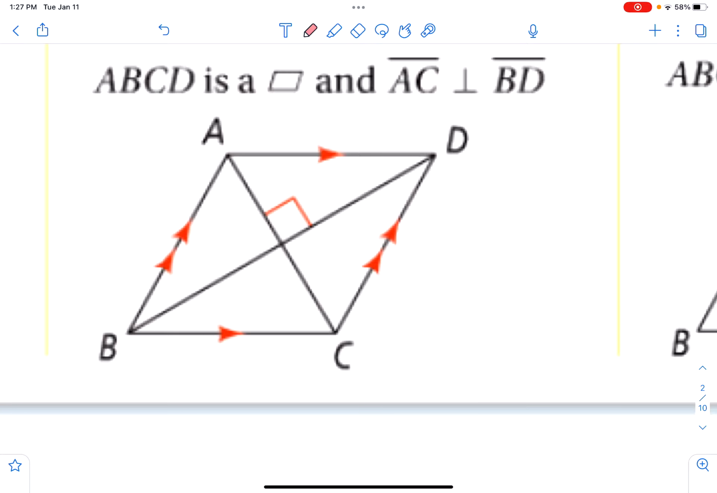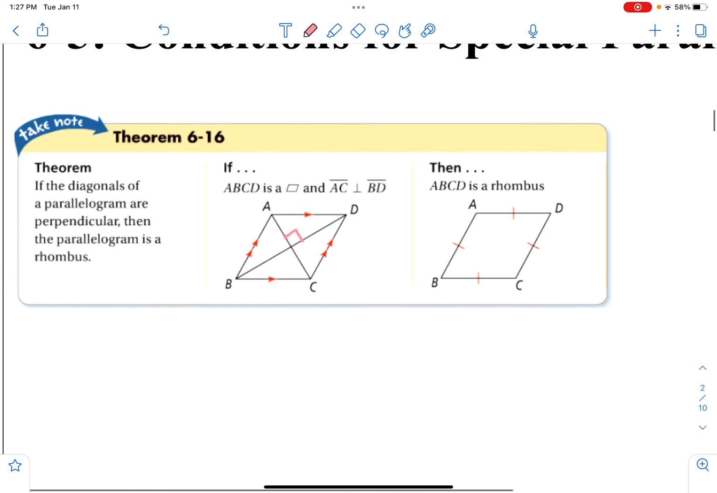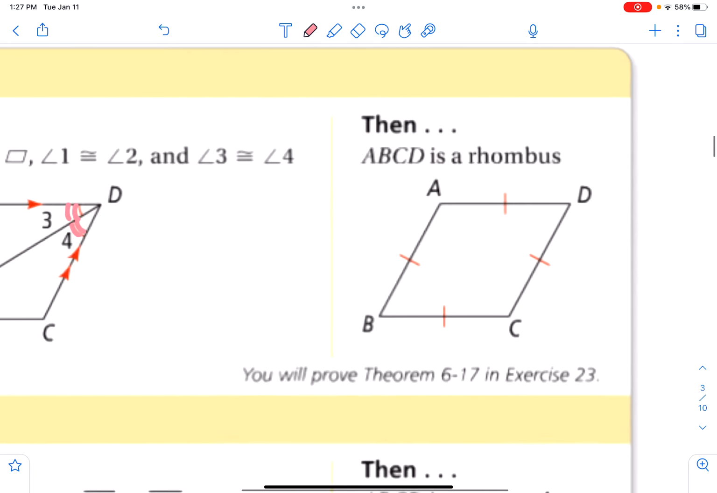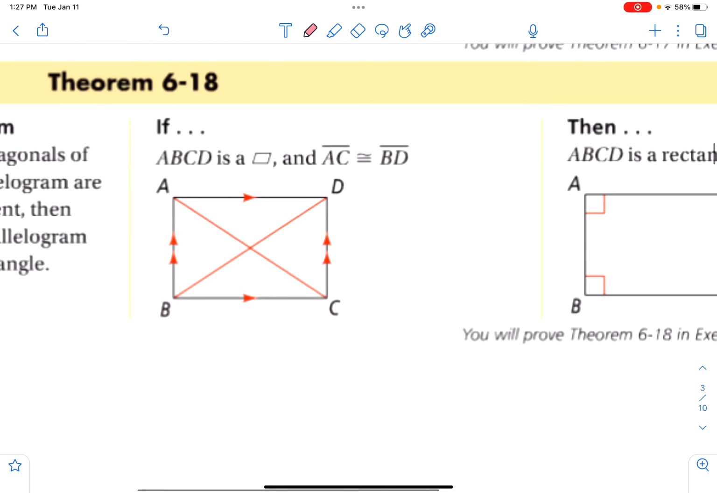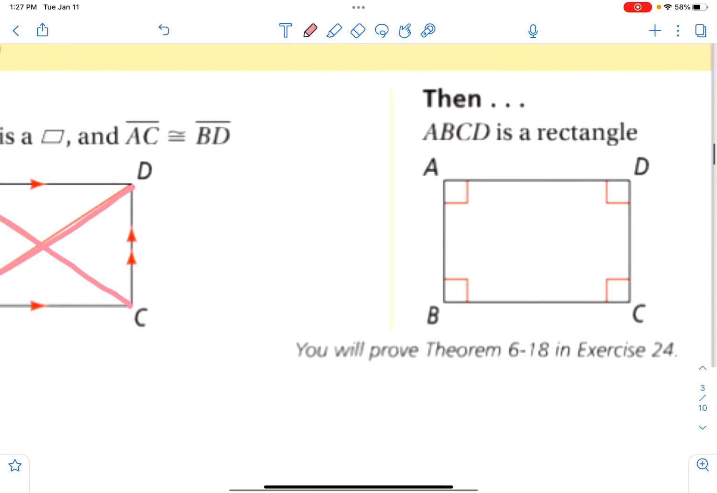It does have to be a parallelogram though. So if it's a parallelogram, which this one has the arrows, and the diagonals meet at a 90-degree angle in the center, so the diagonals are perpendicular, then it's a rhombus. The other rule said if the diagonal bisects these opposite angles, then it's a rhombus. And then the one for rectangles was if it's a parallelogram and we know these diagonals are congruent, then it has to be a rectangle.